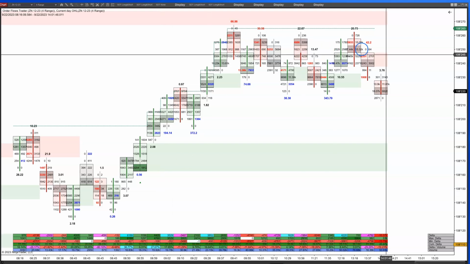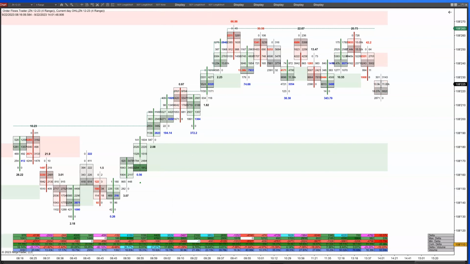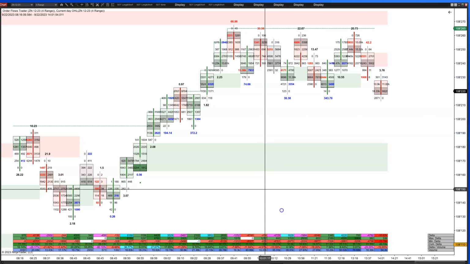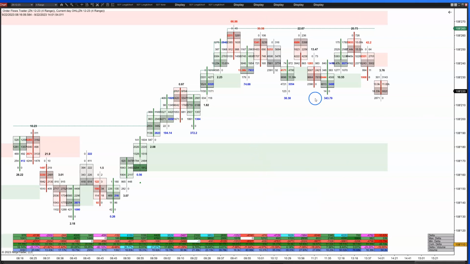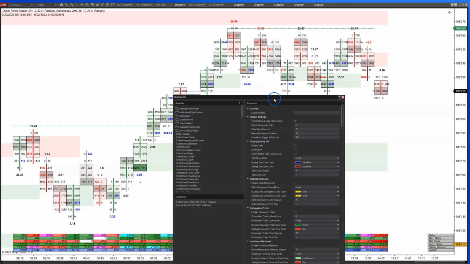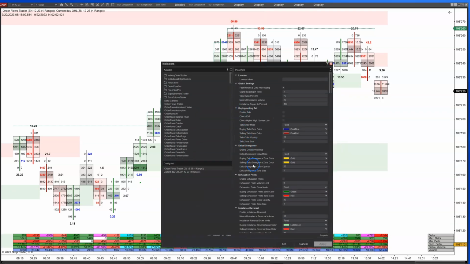All right, so let's get into it. So remember yesterday, I did a video talking about identifying market exhaustion through the exhaustion print in the Order Flows Trader. In the settings, you can see it in here, exhaustion prints. I talked about that. That's one way to determine the exhaustion in the market.